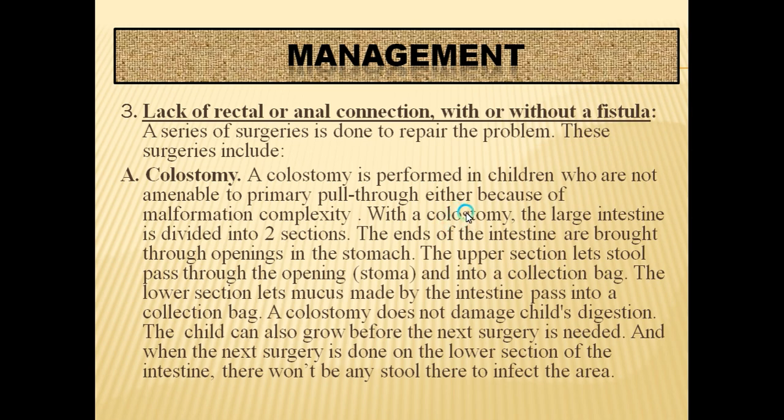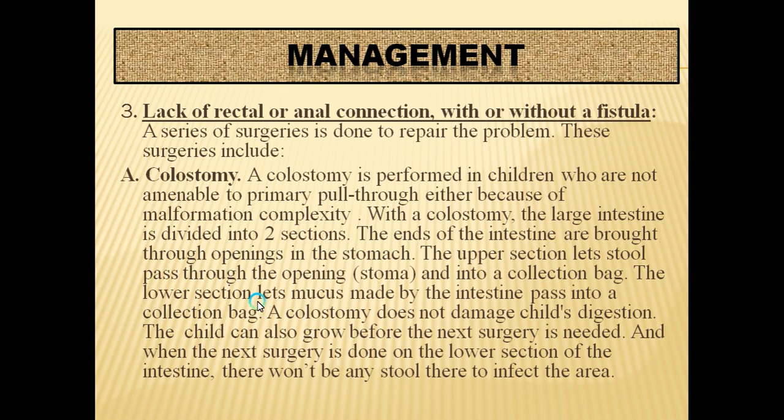The opening of the colostomy and the skin is called a stoma. The ends of the intestines are brought through the openings of the stomach, and the baby will be passing the stool into a collection bag. Another opening is there which is called the mucus end. The lower end will let the mucus made by the intestine pass to the collection bag. So in this type you have two collection bags. It's not only a colostomy bag, but it is a mucus bag also.